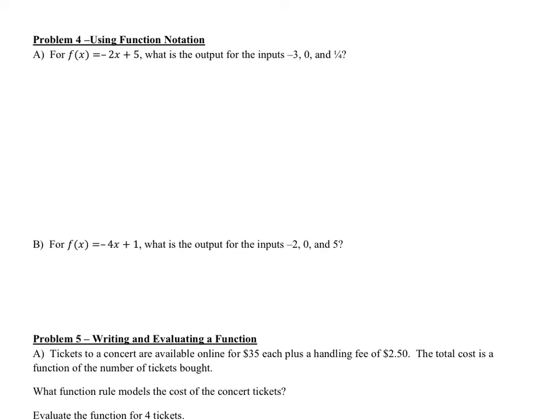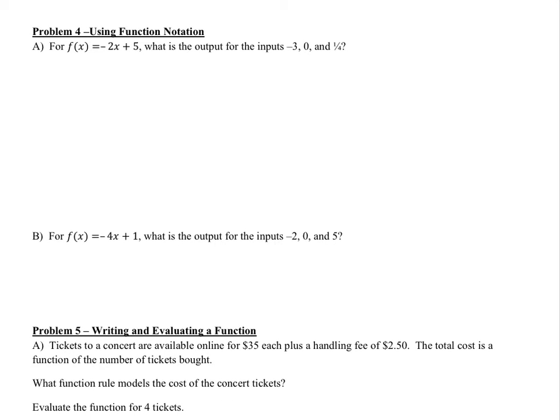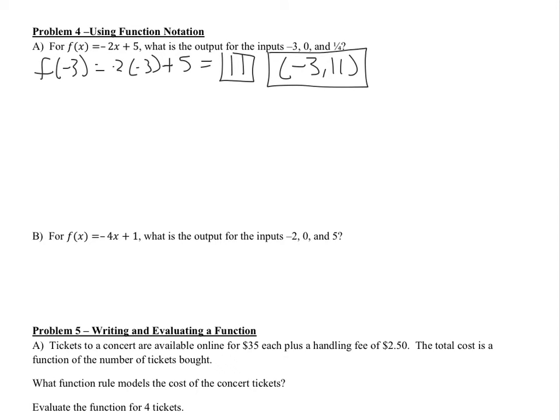So here's my function rule. This first question is saying evaluate my function f at -3. So that would be putting -3 into my equation right here. So -3 times -2 is equal to 6, plus 5 would give me 11. That would be my answer to the first one. Now if I'm going to write my answer as an ordered pair, it would be (-3, 11). This is how you would write your answer as an ordered pair.